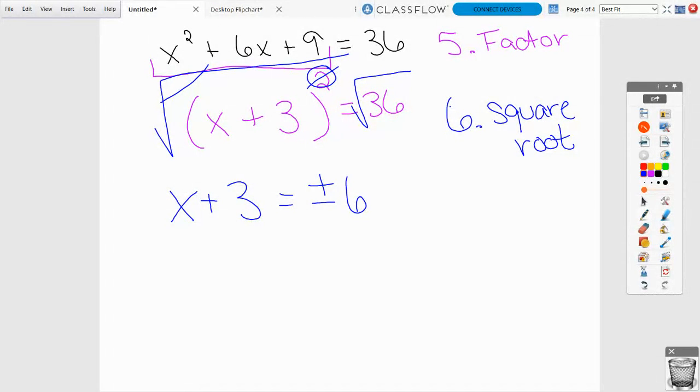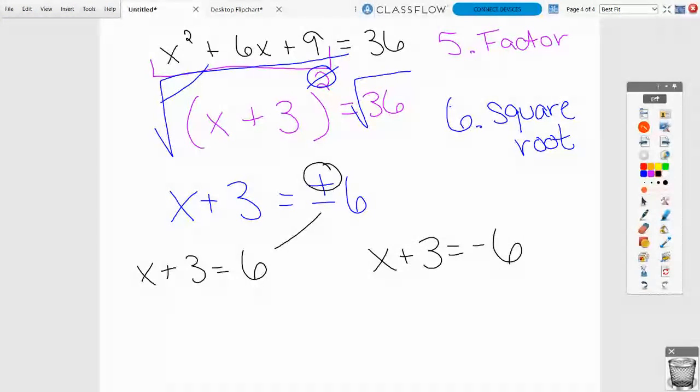Which means this has two options. There are two different equations happening here. Option 1 is that x plus 3 could equal positive 6. Option 2 is that x plus 3 could equal negative 6. Okay, so we need to figure both of those out.